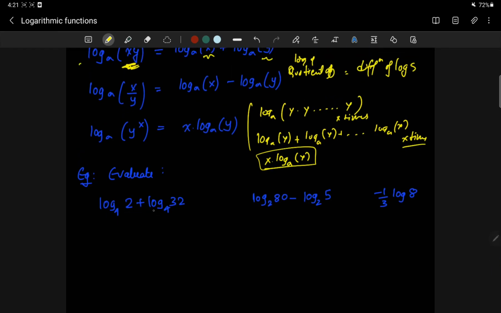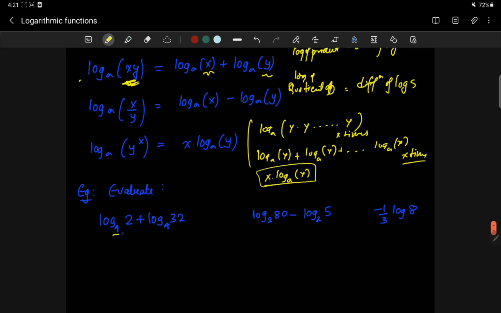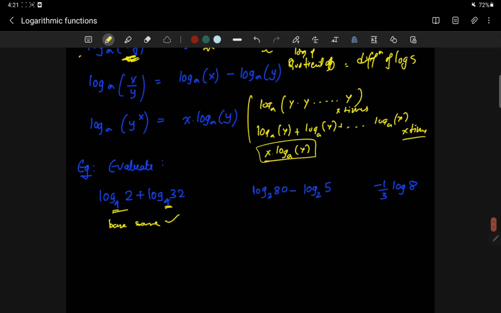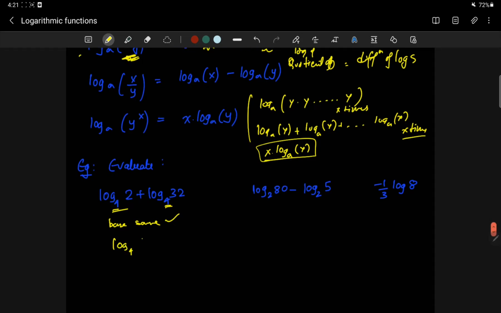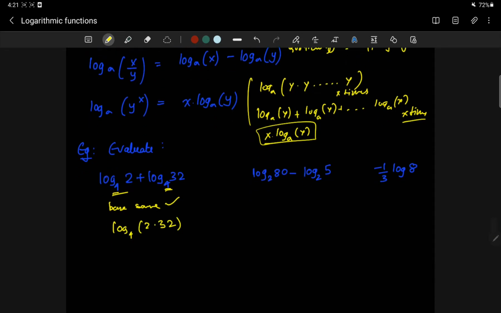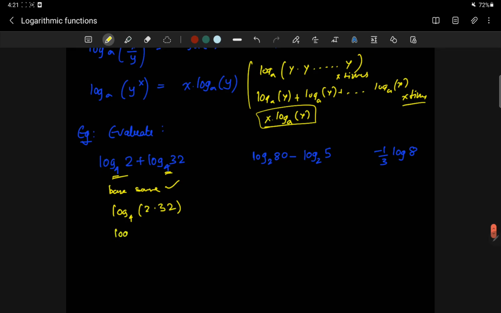Now using these properties, let us evaluate these expressions. Log base 4 of 2 plus log base 4 of 32. I notice first of all that the base is the same, which means I can use my property in reverse, and this becomes log base 4 of 2 times 32, which is 64, which is 4 cubed, which becomes 3 log base 4 of 4, which is just 3. Or at this point, you can just see this is a function and its inverse, so we can use a previous property and conclude that this is going to be 3.